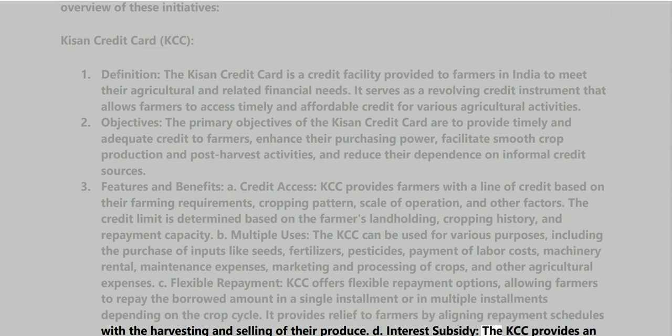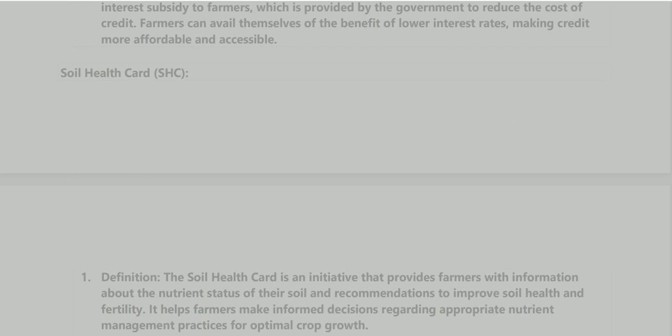D. Interest subsidy. The KCC provides an interest subsidy to farmers, which is provided by the government to reduce the cost of credit. Farmers can avail themselves of the benefit of lower interest rates, making credit more affordable and accessible. Soil Health Card, SHC. One, definition: the Soil Health Card is an initiative that provides farmers with information about the nutrient status of their soil and recommendations to improve soil health and fertility.